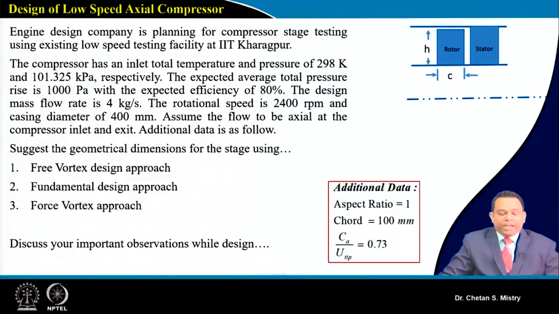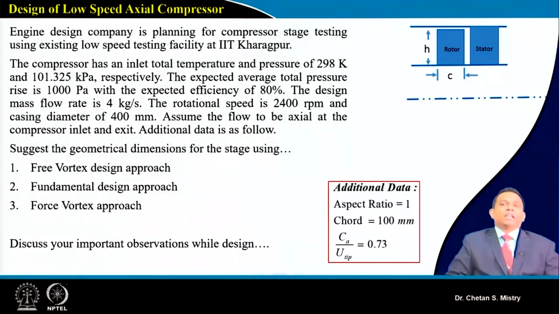Assume the flow to be axial at the entry of the compressor and at the exit of the compressor. The additional data that is given says my aspect ratio for the blade is 1, chord is 100 mm, and Ca by U tip is 0.73. Now suggest the geometrical dimensions for the stage using free vortex design, the fundamental design approach, and the forced vortex approach. Discuss your important observations while doing the design.